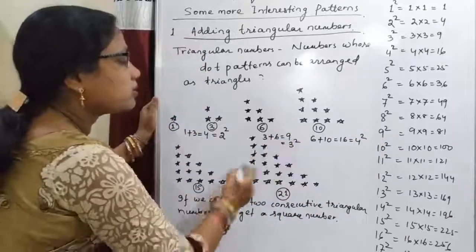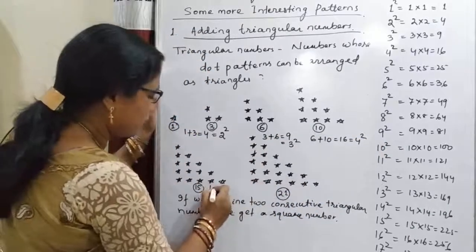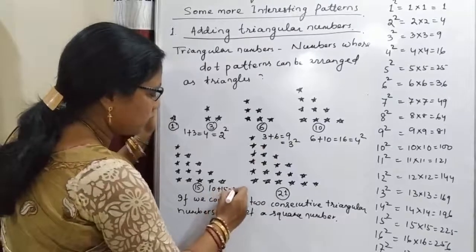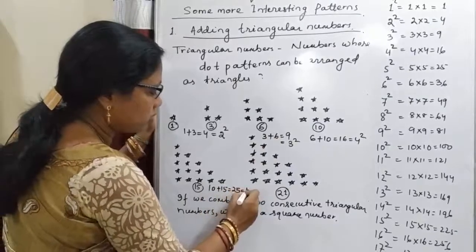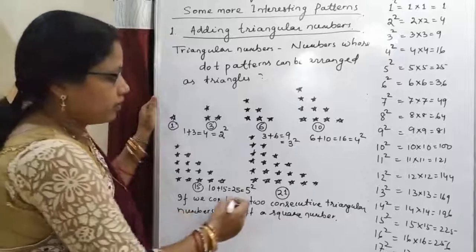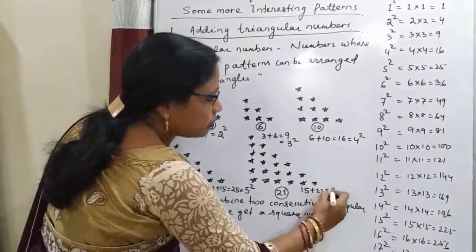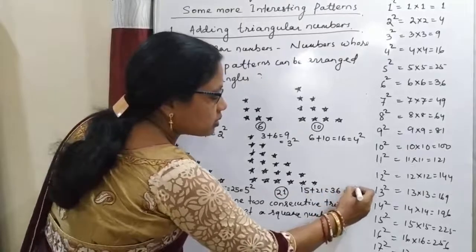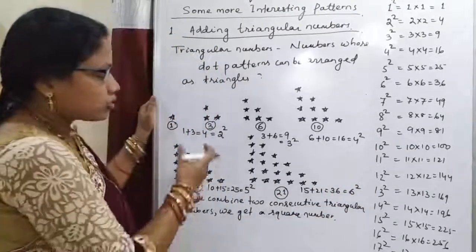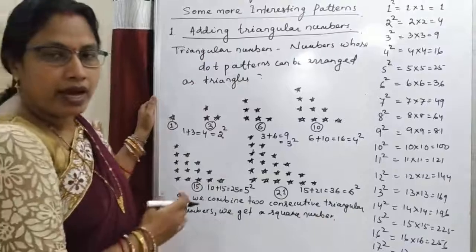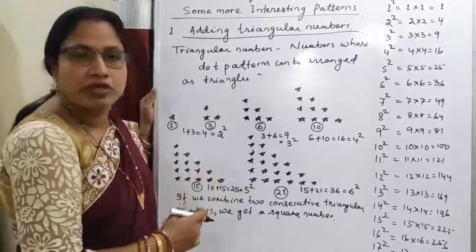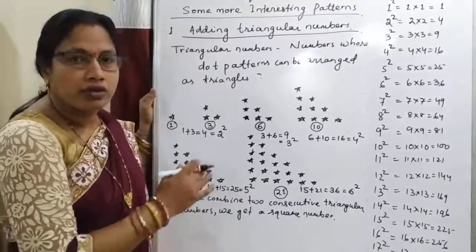Then 10 plus 15 is equal to 25. This is equal to 5 square. Then 15 plus 21 is equal to 36. This is equal to 6 square. So in this way, if we add any two consecutive triangular numbers, that will be a square number.